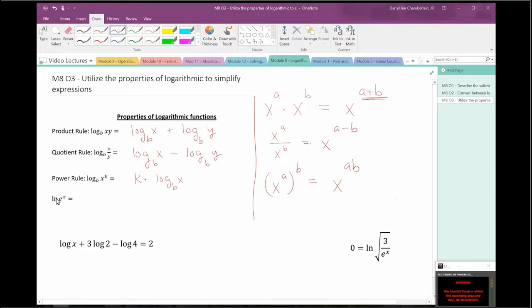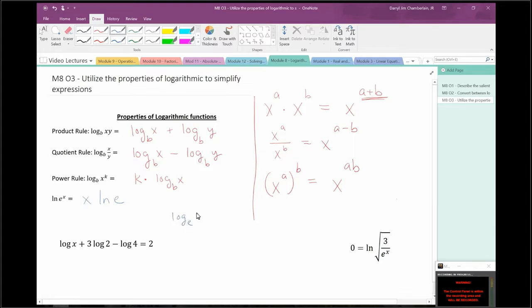So now the last one to keep in mind, this is a special case. If I have natural log of e to the x, well, natural logs are logs. So we could use this power rule to say this is the same as x times log, or natural log, of e. But natural log of e might be something special.